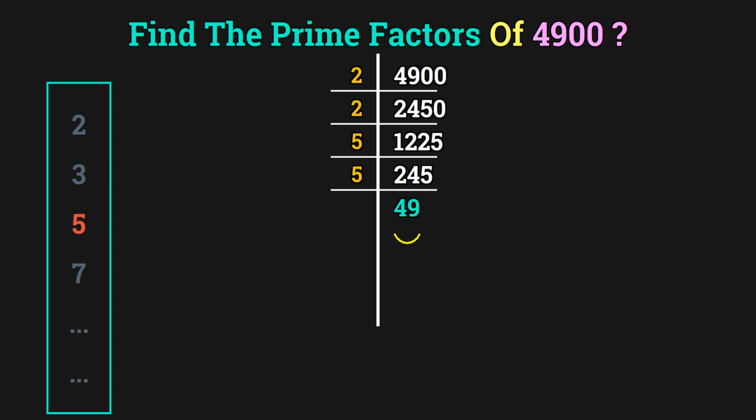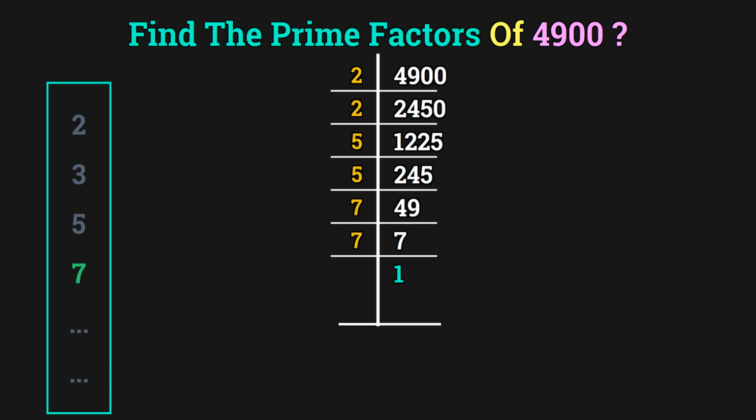Dividing 49 by 7, which equals 7. So 49 divided by 7 equals 7. Dividing 7 by 7, which equals 1. So 7 divided by 7 equals 1.